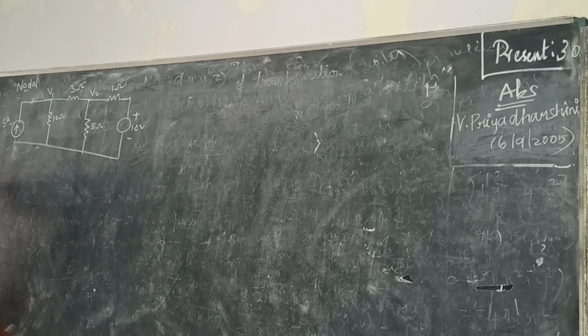we are going to concentrate on node, as I already told. So in this node, what are all the elements connected? The elements connected are 10 ohm and 3 ohm. This circuit consists of current source as well as voltage source.